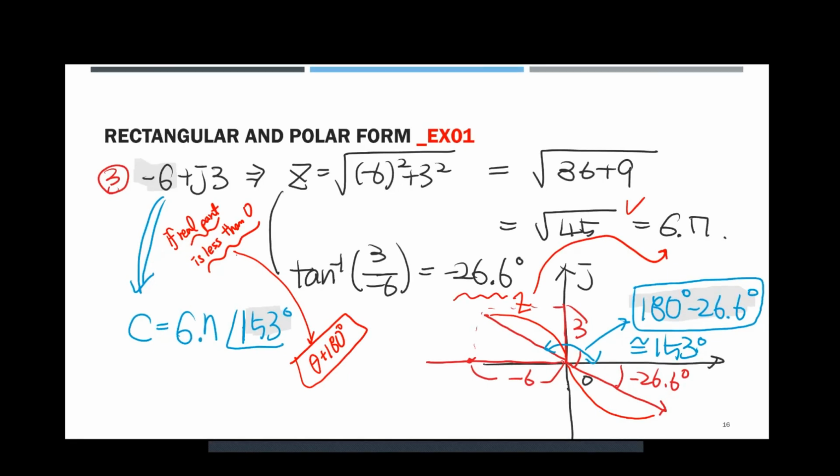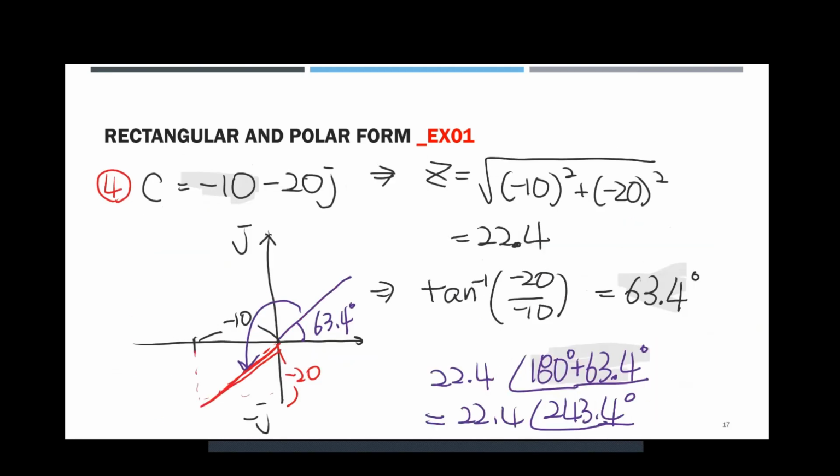However, as I said before, the real part, I'm sorry, right there. This is minus 6. If the real part is less than 0, we're going to add 180, so finally 153 degrees is the answer for this question.